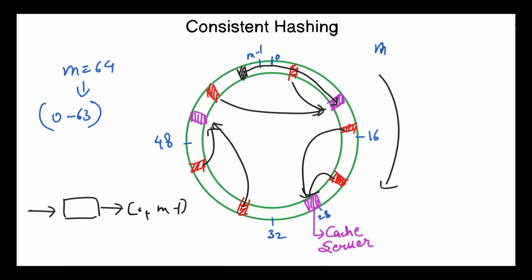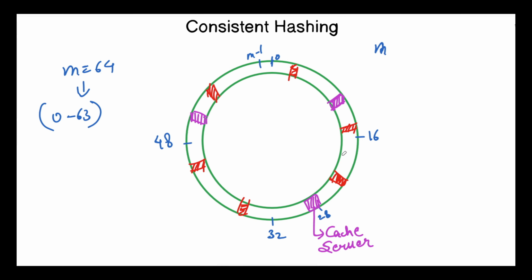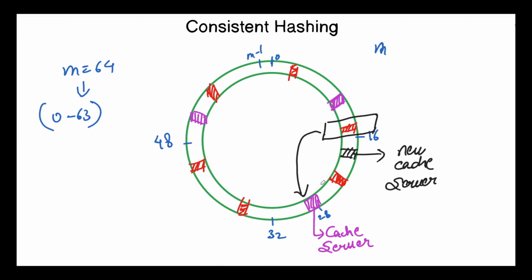Now let's see how this algorithm will be able to reduce the data movement that was happening previously. Let's say more requests are coming to our website, so we need to add one more cache server. Let's say the position of the new cache server on the ring is here. So this is the new cache server. Now think about it, which data points' positions will change? If you carefully see, only this particular data point's position will change. Previously, it was lying on this particular cache server, but by adding this new cache server, it will lie here.